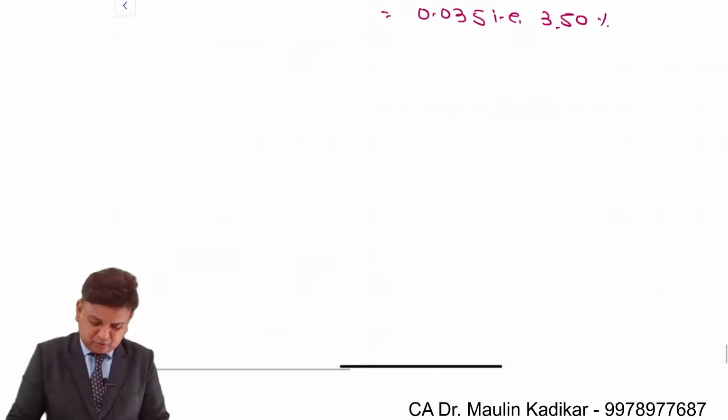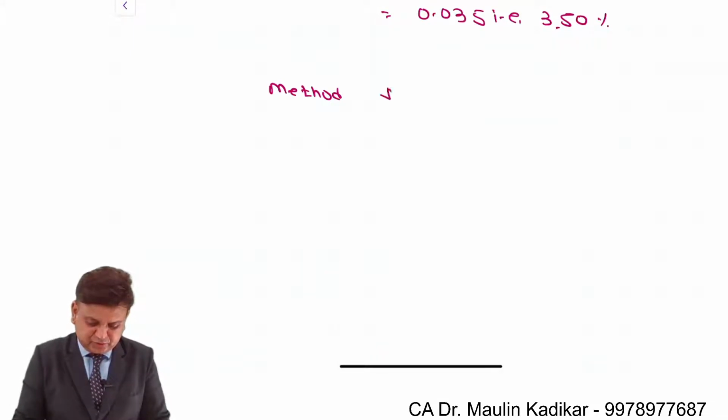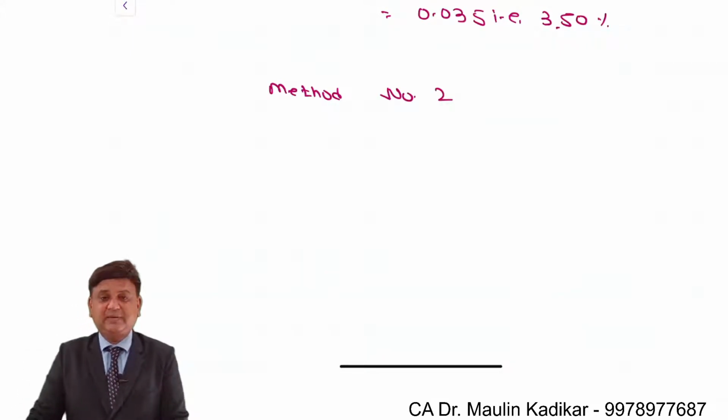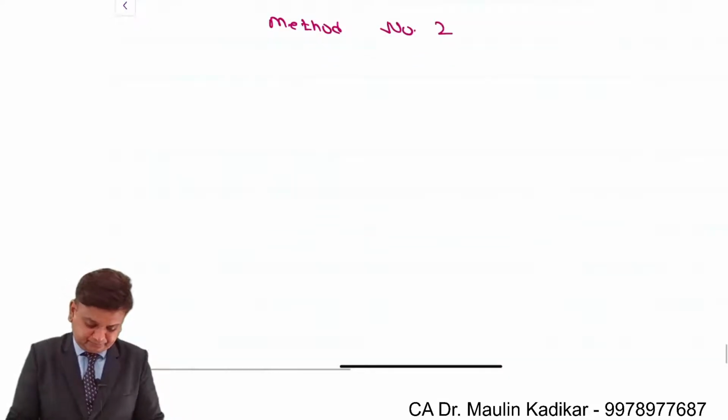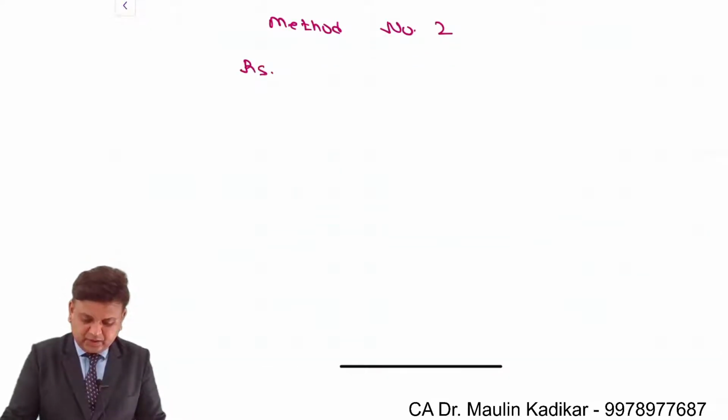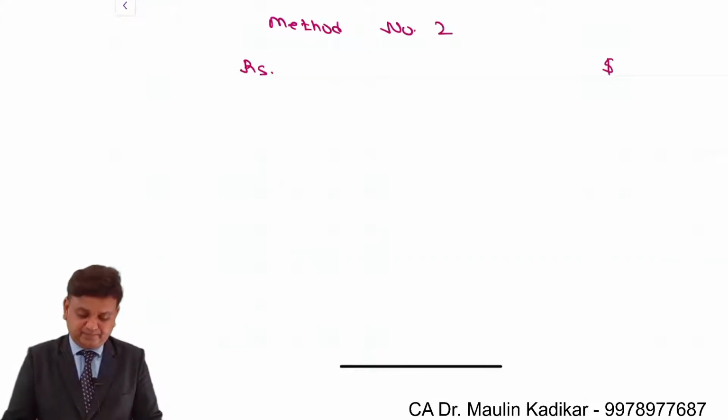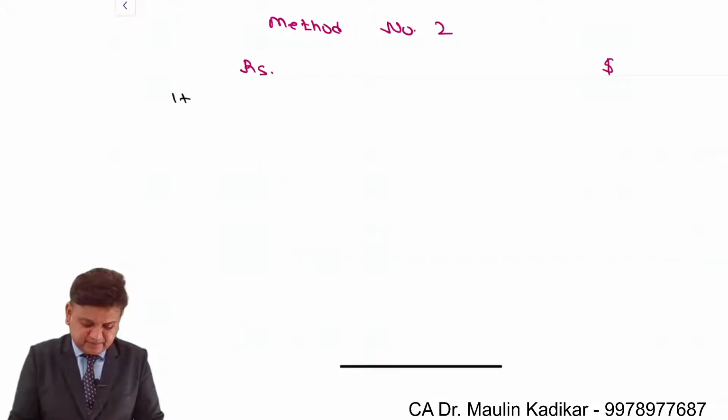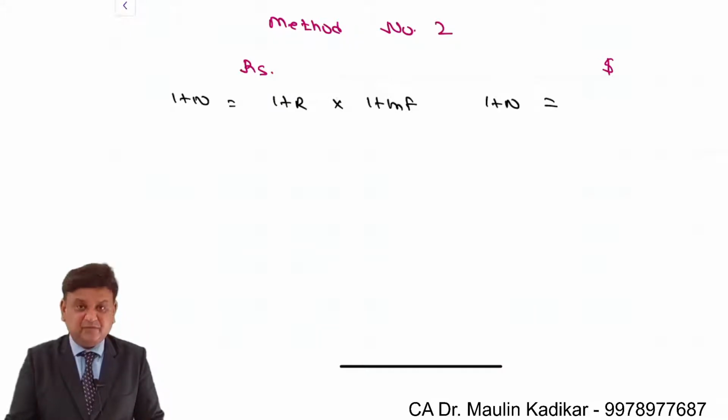Then method number 2. Now this answer can be calculated by using an alternative method also. What is that method? Let me explain to you, friends. Rupee currency and dollar currency. In rupee currency, 1 plus nominal is equal to 1 plus real into 1 plus inflation.